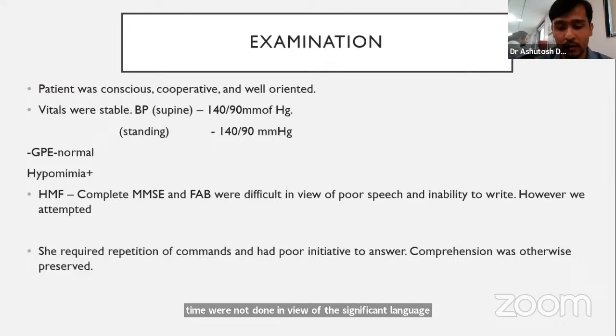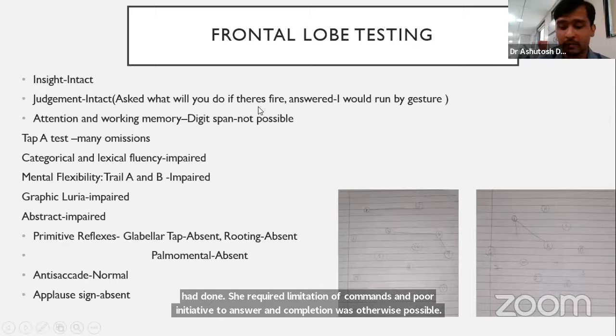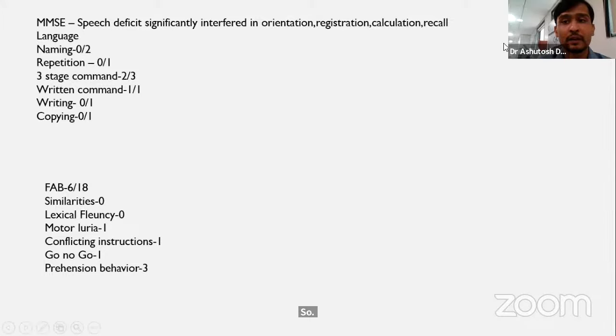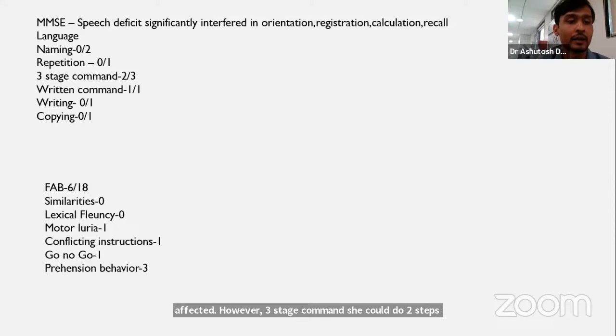She required repetition of commands and had poor initiative to answer, and comprehension was otherwise present. Due to significant speech involvement, we couldn't do most of the domains. In language, the naming was 0/2, repetition was also affected. However, on the three-stage command, she could do two steps. Also, she could follow the written command. And writing and copying was zero.